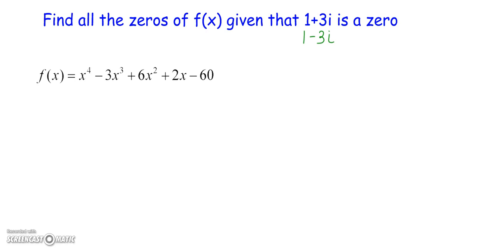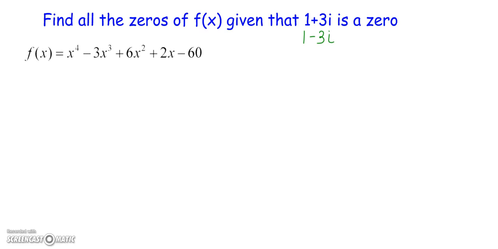Given that, I don't even want to worry about this f of x right now. I'm going to come back to that whole function later. What I am worried about is, if 1 plus 3i is a 0, what's the factor that makes 1 plus 3i a solution? So x minus parentheses 1 plus 3i. This right here in the red parentheses is the factor that makes this a 0.